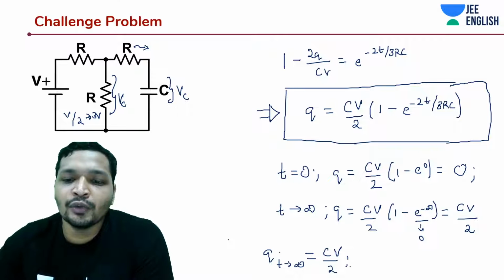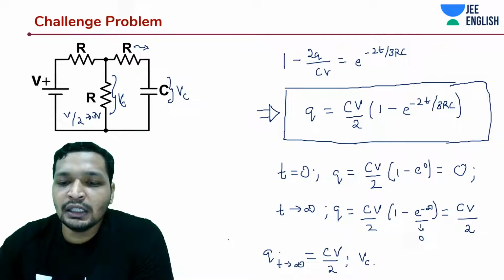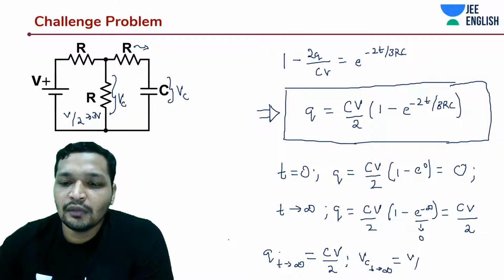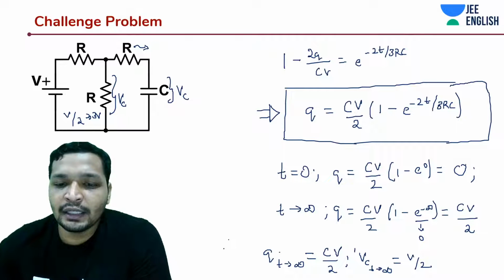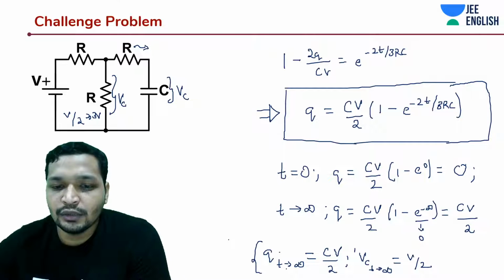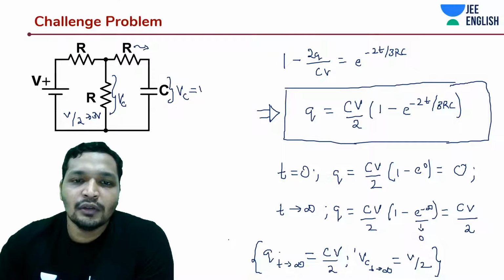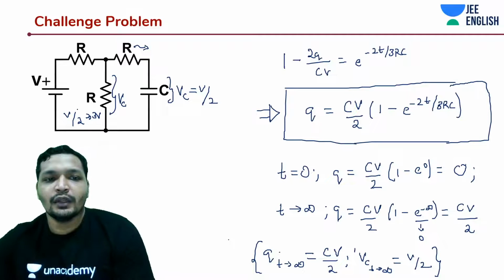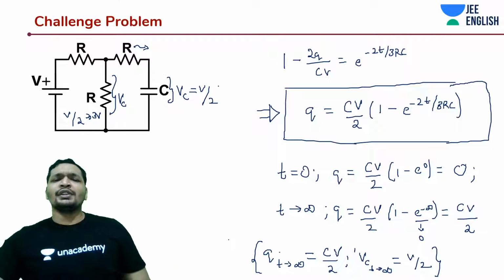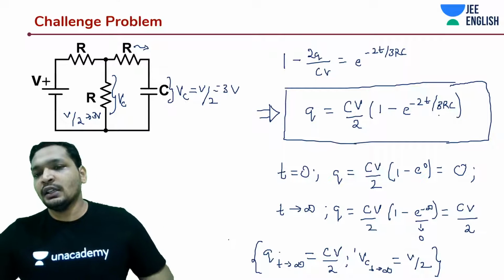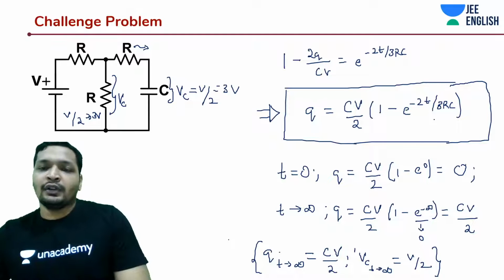Right? Q is equal to CV by 2 when t tends to infinity. And what about your VC? When t tends to infinity, it is going to be V by 2. Are you getting the right kind of answers? Yes, I guess so. Let's check it out. Yes, it's going to be V by 2, or 3 volts in this case. So we got this equation. This is what determines our equation.